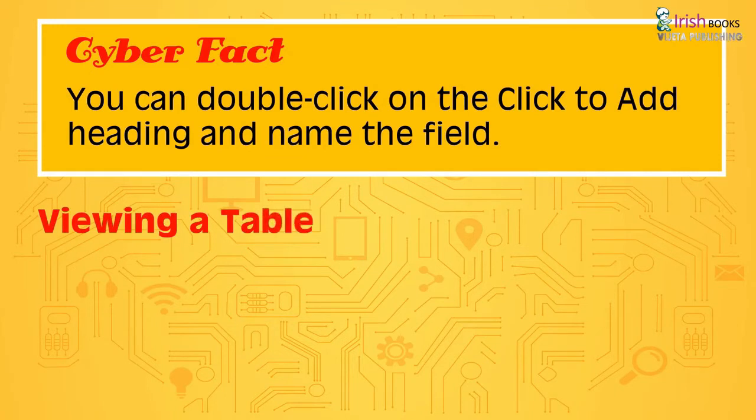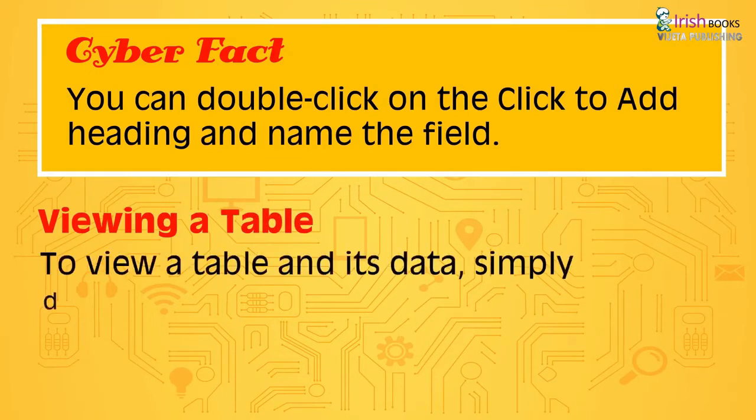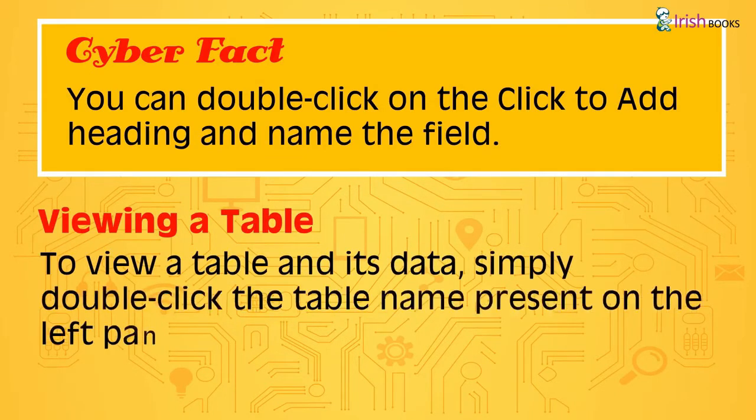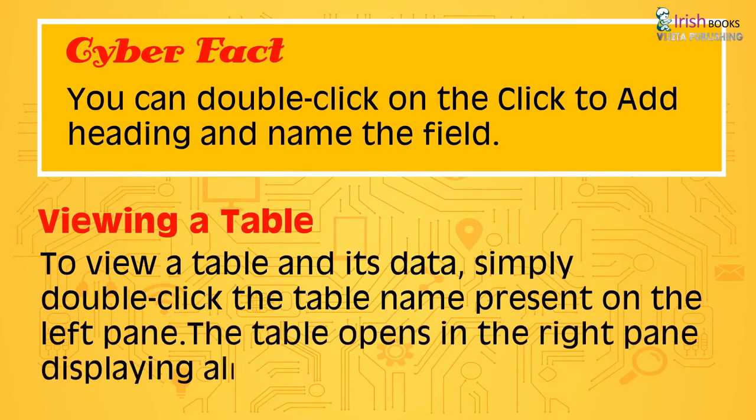Viewing a table. To view a table and its data, simply double-click the table name present on the left pane. The table opens in the right pane displaying all its records.